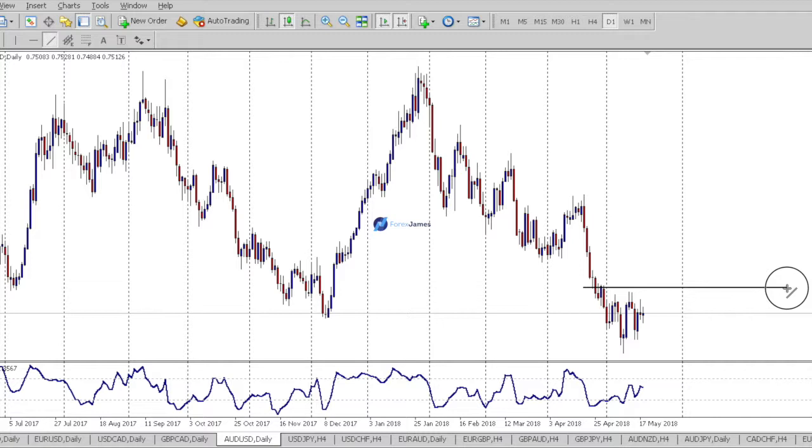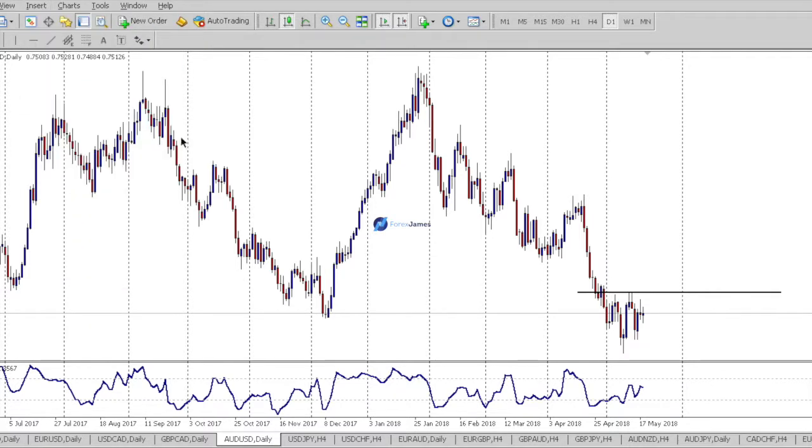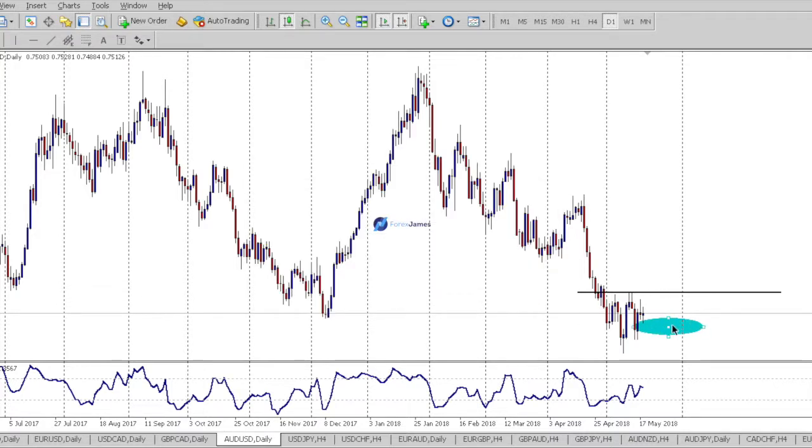Aussie dollar. Price is in the range. This looks more bullish than bearish to me. So at this point here, it's made a new high. So I'm gonna look for longs.